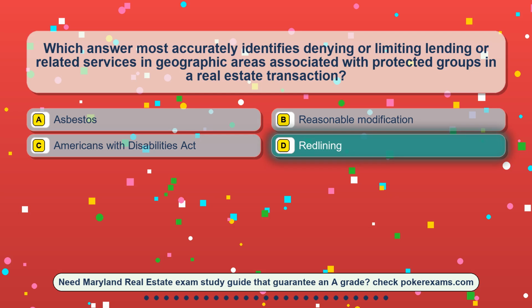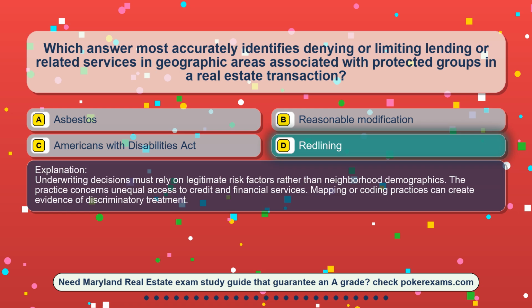The correct answer is option D, redlining. Underwriting decisions must rely on legitimate risk factors rather than neighborhood demographics. The practice concerns unequal access to credit and financial services. Mapping or coding practices can create evidence of discriminatory treatment.